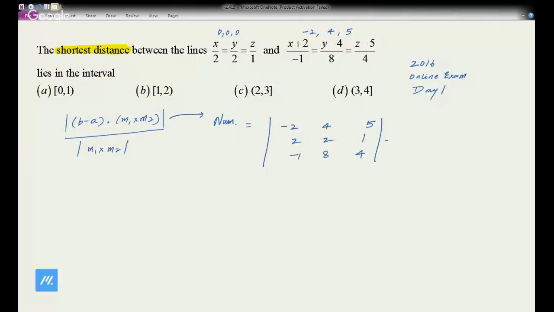Okay. So this will give you what? Let's just calculate 0, 36, plus 90. So this gives you 54. So the value of this determinant will come out to be 54. Okay. And what is m1 cross m2? For m1 cross m2, you will solve another determinant.